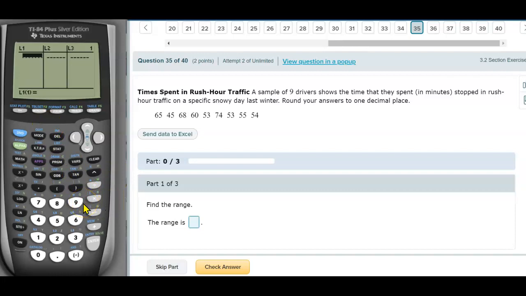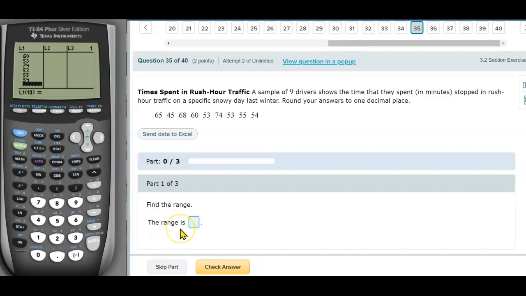So the first number is 65, 45, 68, 60, 53, 74, 53, 55, and 54. Okay. So now we want the range.